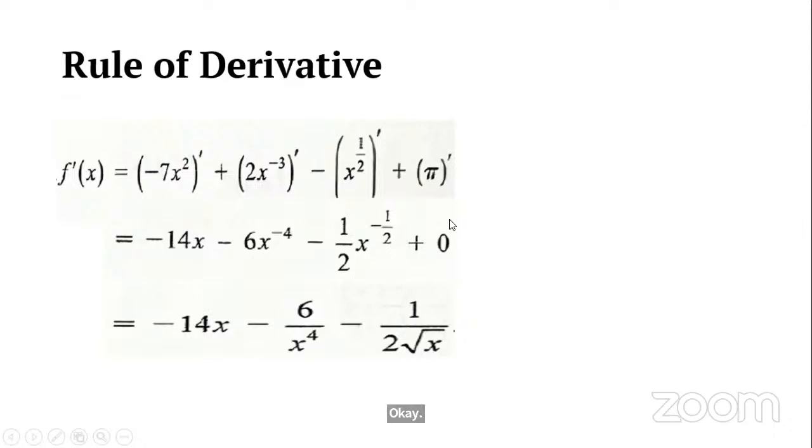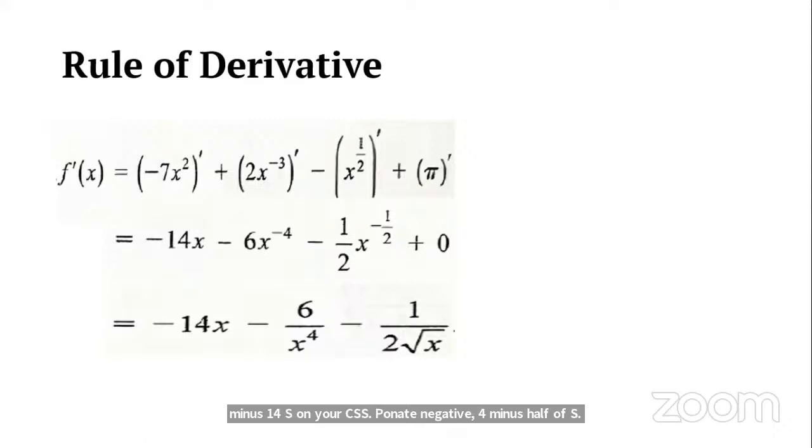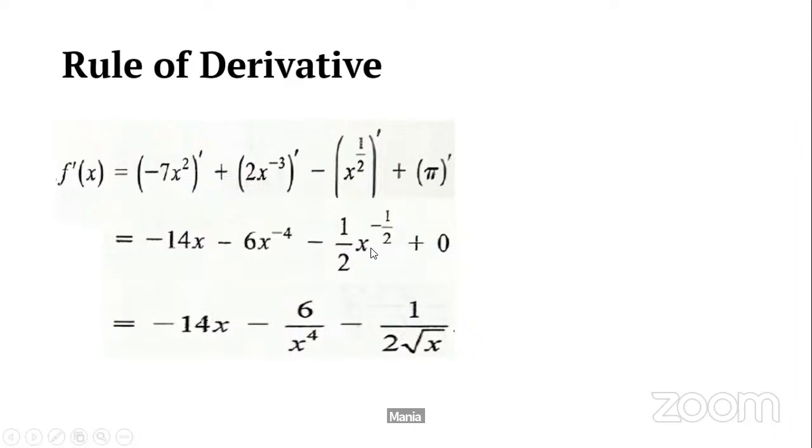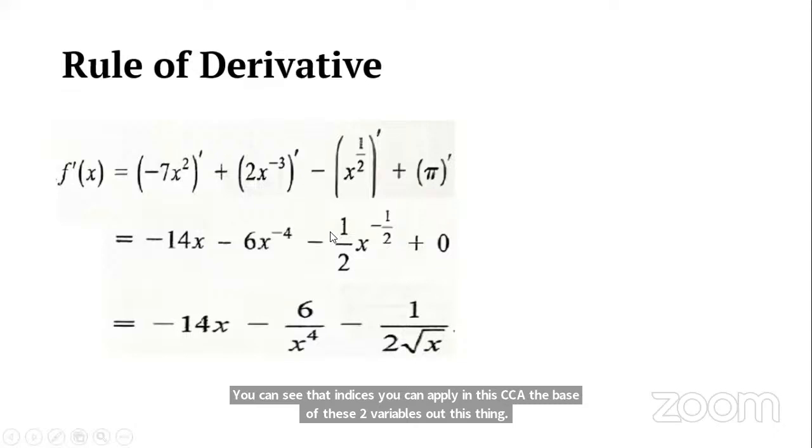So if you do it, the 0 will go, then you have 14 minus 14s minus 6s exponent negative 4 minus half of s exponent negative half plus 0. Now you have minus 6s exponent negative 4 and half s exponent negative 5. You can see that you can apply indices here. The base of these two variables are the same. You have s here, you have s here.